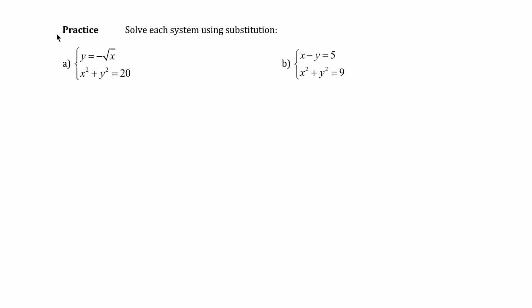Next, we have a practice problem. Solve each system using substitution. For part A, we have the system of equations y equals negative square root of x and the equation x squared plus y squared equals 20. For part B, we have the system of equations x minus y equals 5 and x squared plus y squared equals 9. Alright, so go ahead and pause the video, solve each system, and then check back with the video to see the solutions.